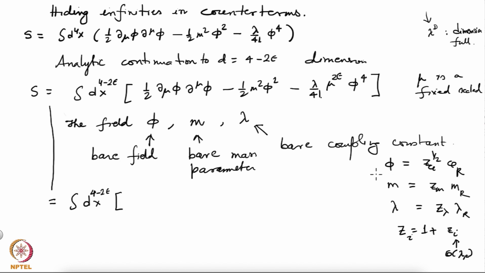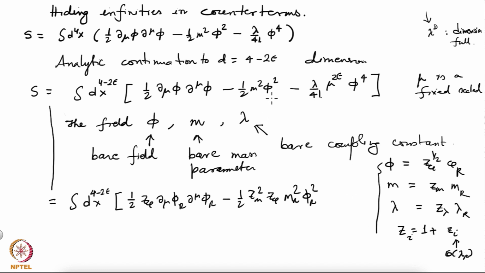So with these definitions, we wrote the same action. Not changing the theory, it's the same theory. We wrote it as half Z phi del mu phi r del mu phi r minus half Z m squared Z phi m_r squared phi_r squared. All I am doing is substituting these definitions in this section here, and that is what gives you this thing.